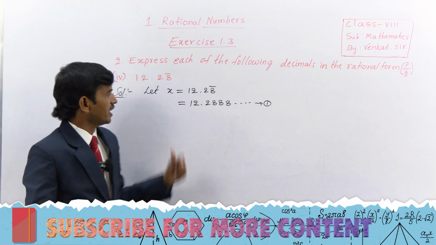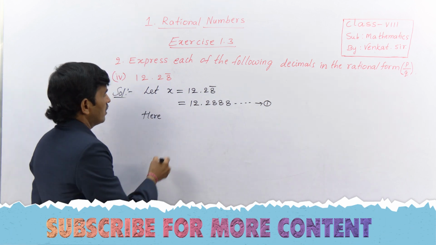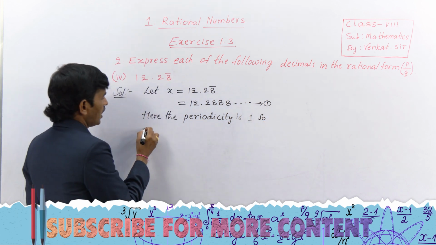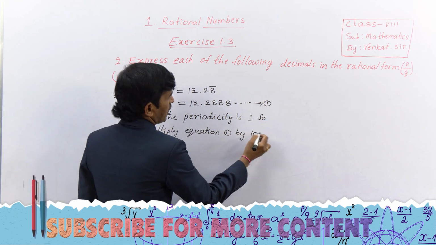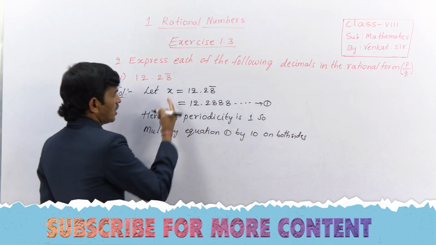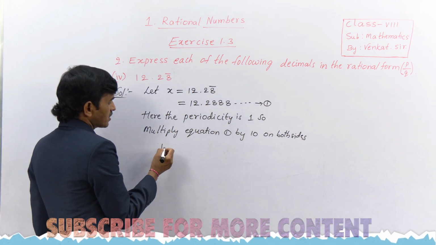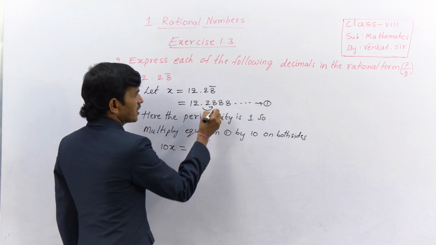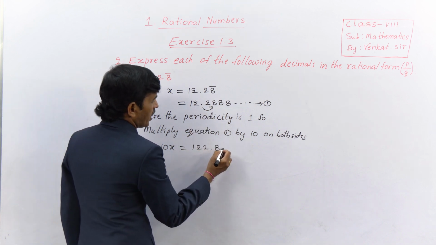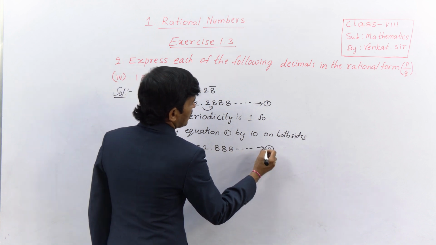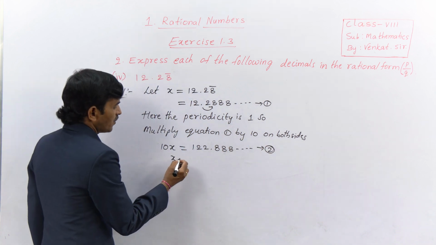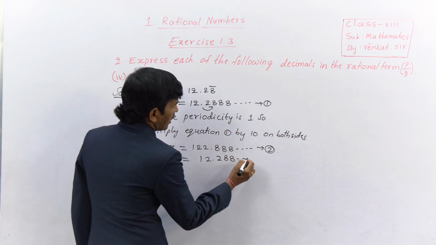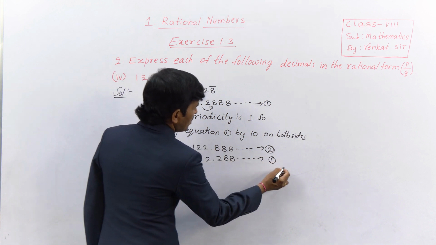8 is the recurring decimal. Now, what is the periodicity here? Here, the periodicity is 1. So, we have to multiply equation 1 by 10 on both sides, right? So what does it become? 10 into x, 10x, which becomes, as the decimal point moves one digit towards the right, 122.888 and so on. It is equation number 2. Then what is the first equation? x is equal to 12.2888 and so on. It is equation number 1.